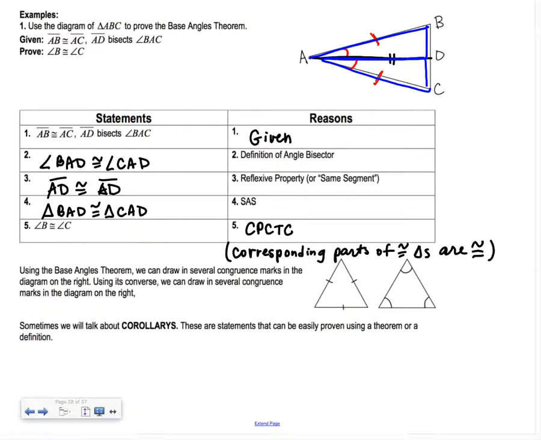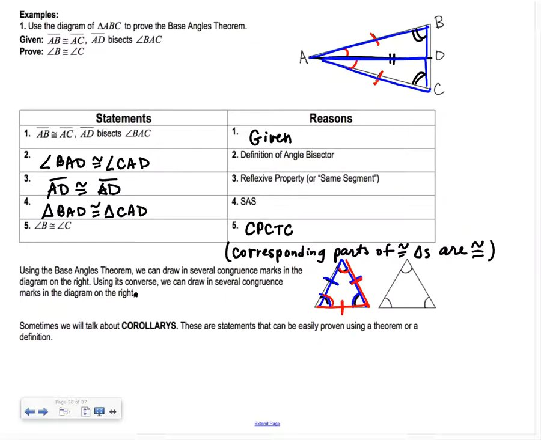So basically, if we get that two triangles are perfectly on top of each other, they're perfectly the same size, then we can say all three angle pairs are congruent, and all three side pairs are congruent. Okay, so it says using the base angles theorem, we can draw in several congruence marks in the diagram on the right. Using its converse, we can draw in several congruence marks in the diagram on the right as well. So if we have an equilateral triangle, that means that all of these angles are congruent, because we could first treat these two as our isosceles, and we could say these base angles are the same. Or we could have these two being the isosceles, and then these two angles are the same.